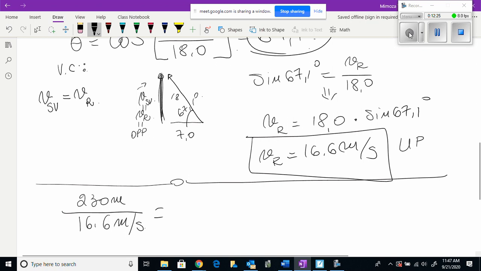Why? Because this is what we said, that we wanted the object to go straight up. So now 230 divided by 16.6 will be 13.9 seconds, the time it takes going from A to B. And this will be the most difficult question that you will see on river-type questions for relative motion. Clear? Questions? Any concern?